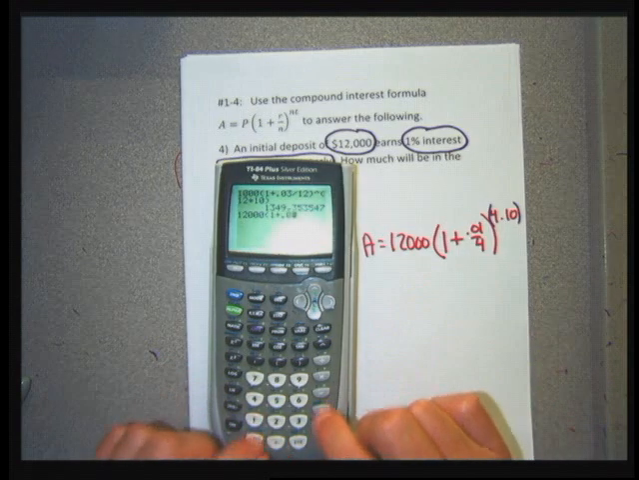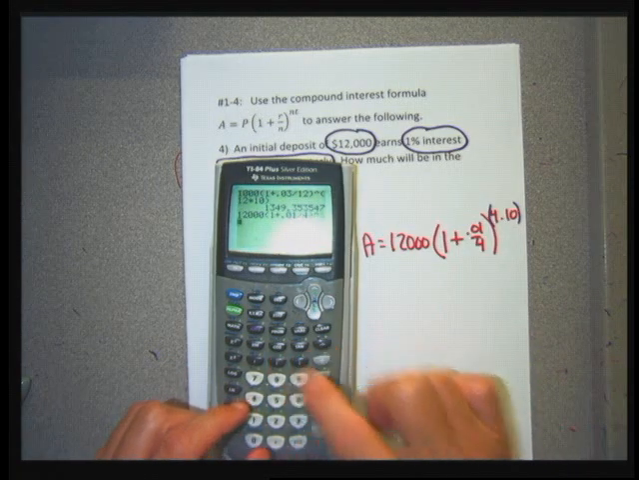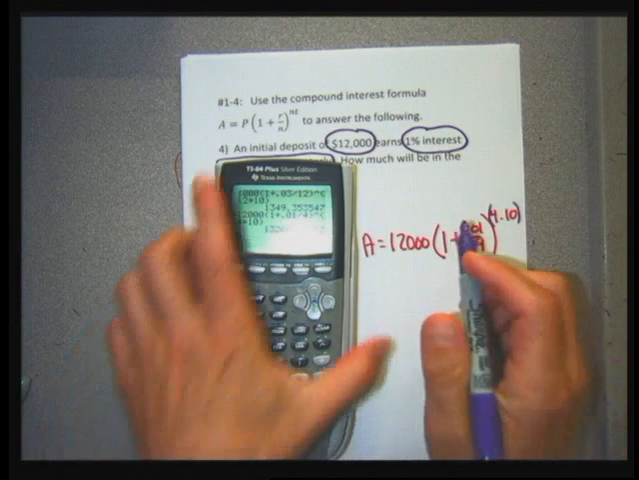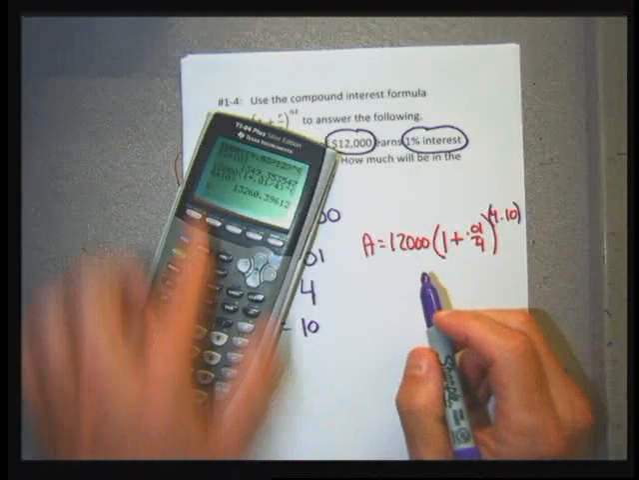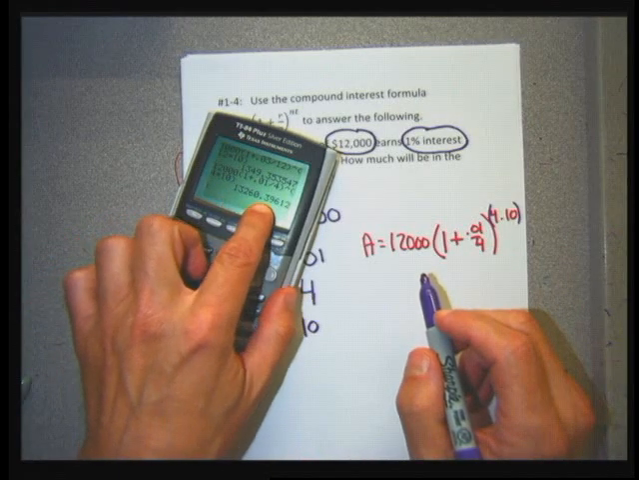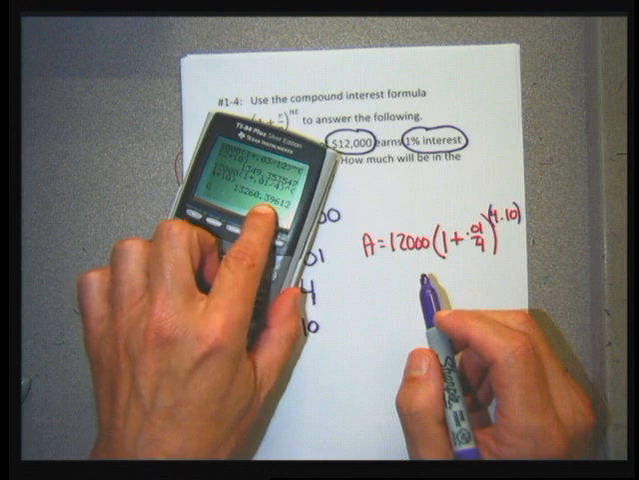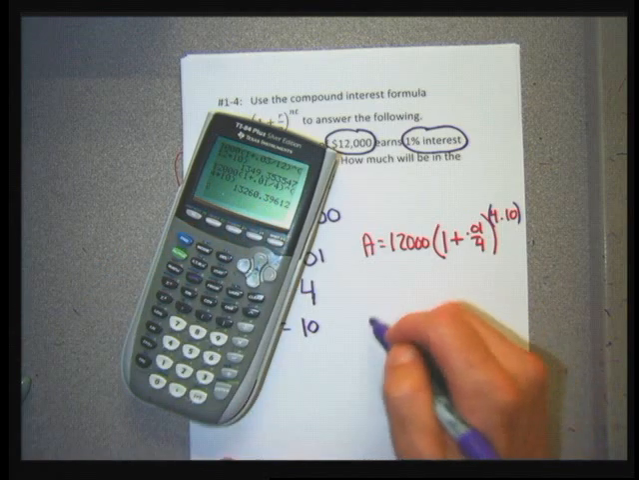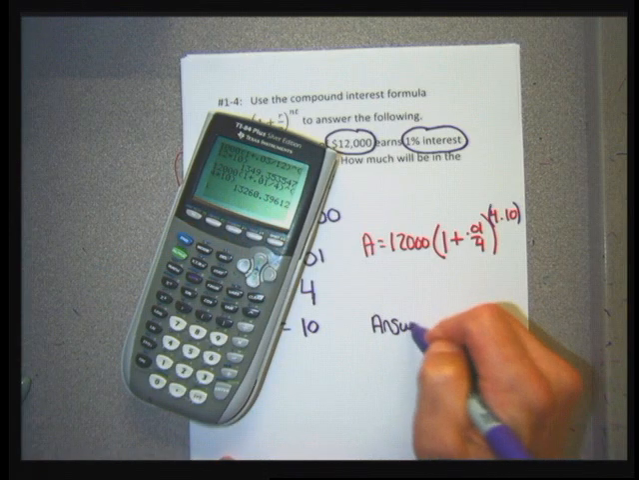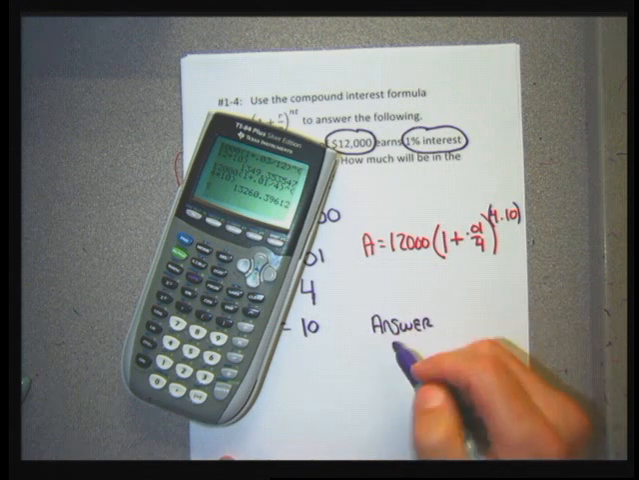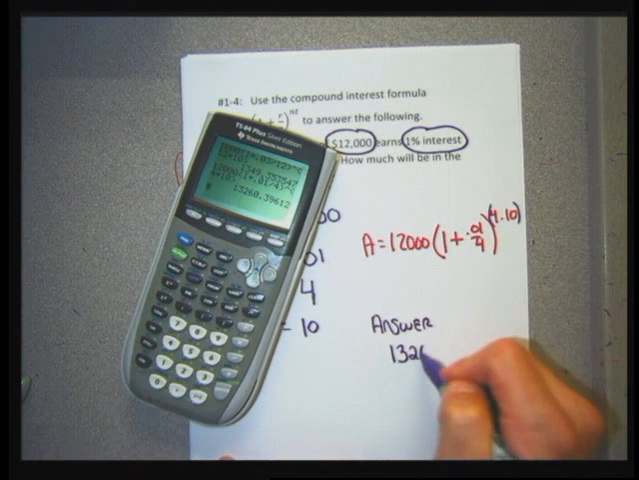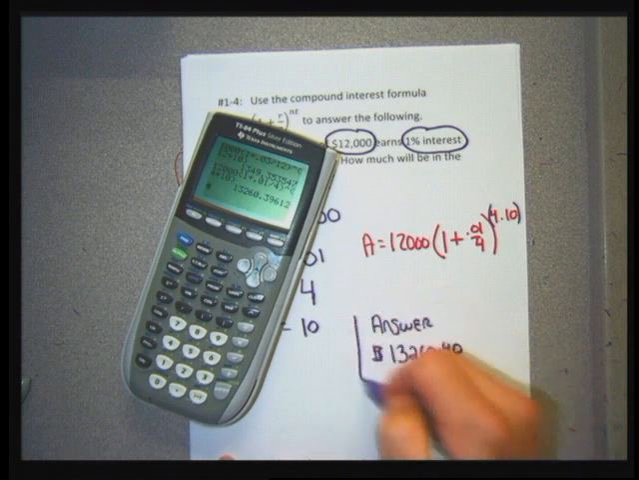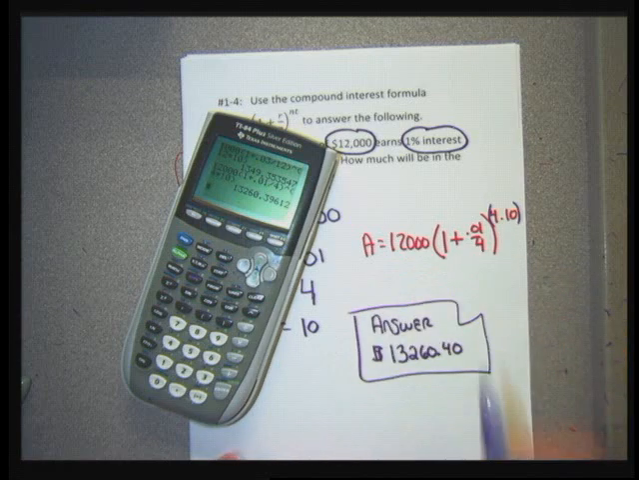parentheses 1 plus 0.01 divided by 4, up arrow, parentheses, 4 times 10, close out my parentheses, hit enter, and you can't really read that, but it says I get $13,269 and 39.6 cents. I'm going to round that 39 cents up to 40 cents because the 6 after the 9 makes me round up. So after 10 years, my $12,000, I'm going to get $1,000 worth of interest and come up with $13,260.40. Putting a dollar sign probably looks nice because it's money.